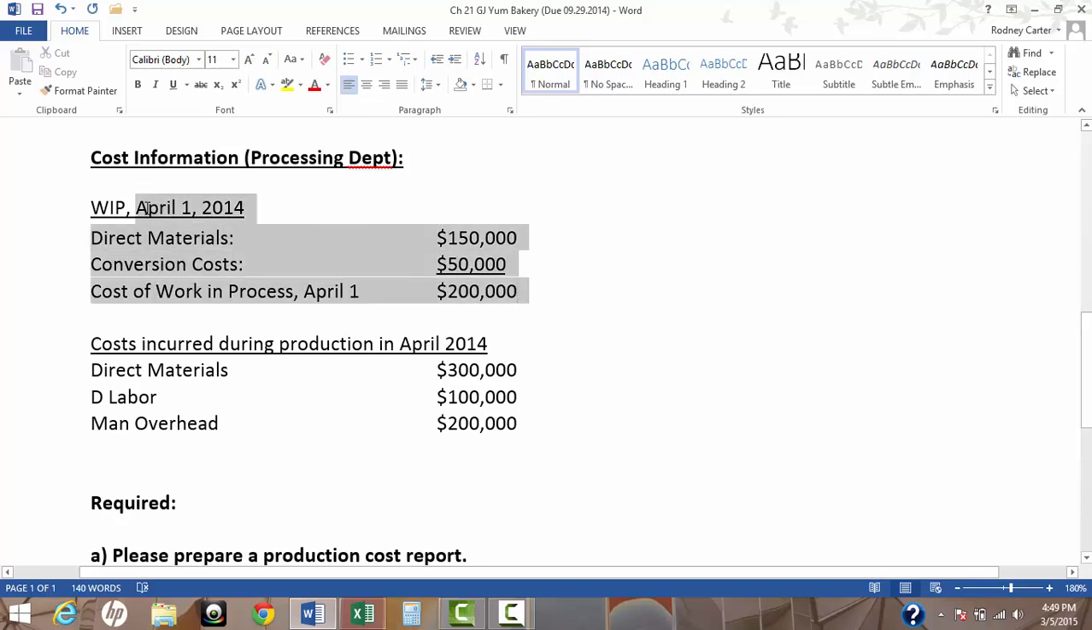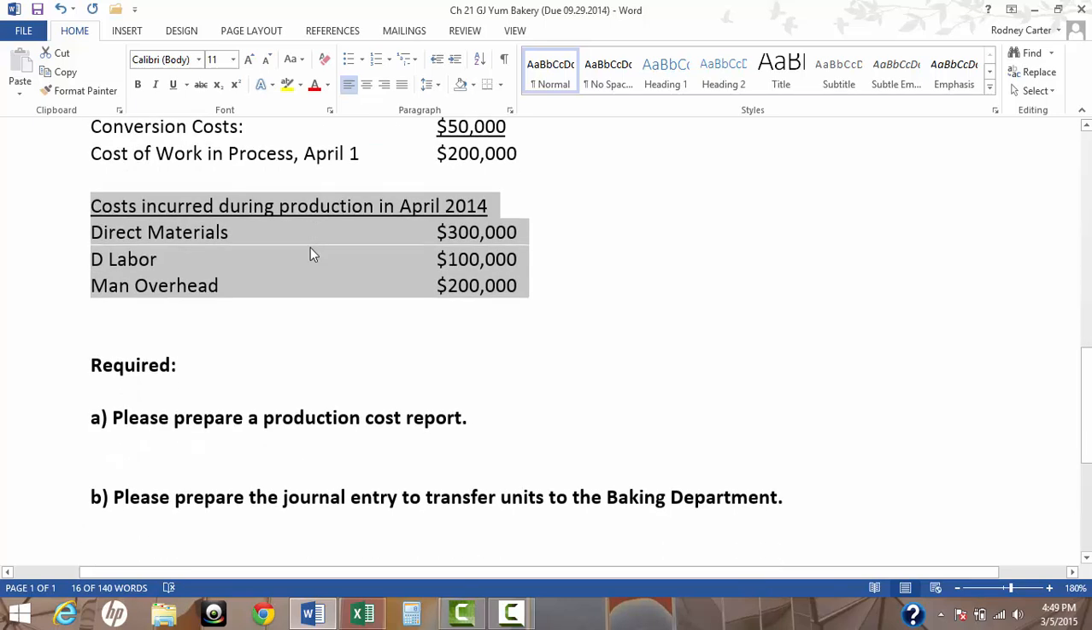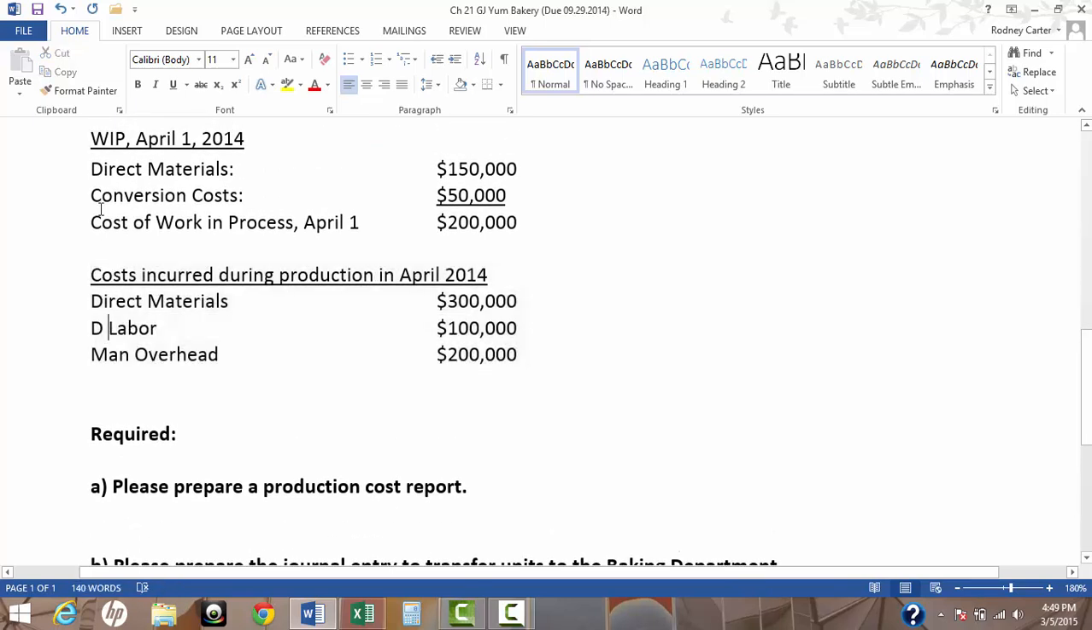This represents the costs at the beginning of the month, and this is the costs that were incurred during the month. Remember, the definition of conversion costs is direct labor and manufacturing overhead. So while conversion costs isn't specifically pointed out like it is in the beginning WIP, we know that these 2 data points, direct labor and manufacturing overhead, make up our conversion costs that were introduced in April.